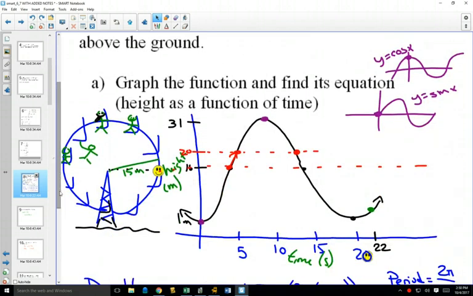It's symmetry. Here's 10. Right in the middle, it's 4.14 that way. It'll be 4.14 that way. The sine and cosine curves are very symmetrical.